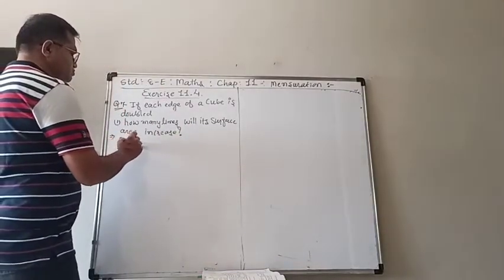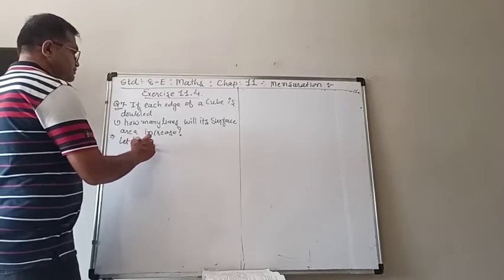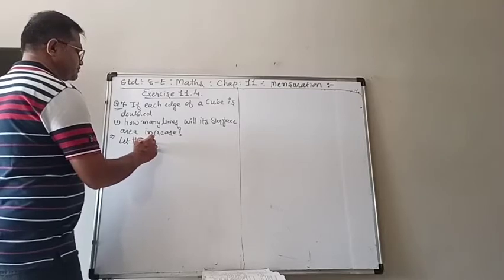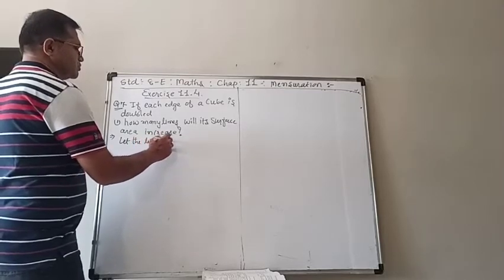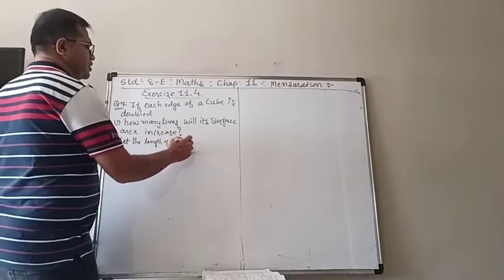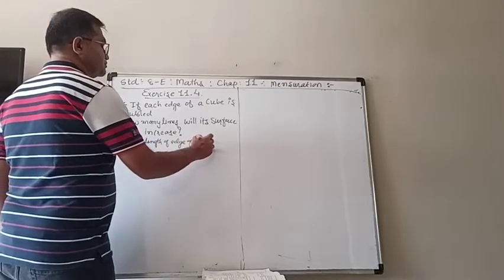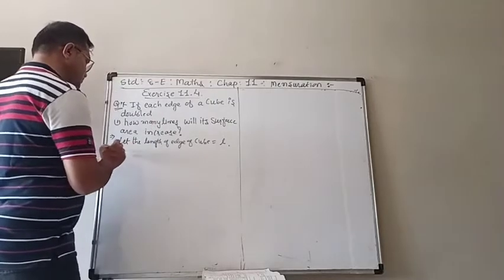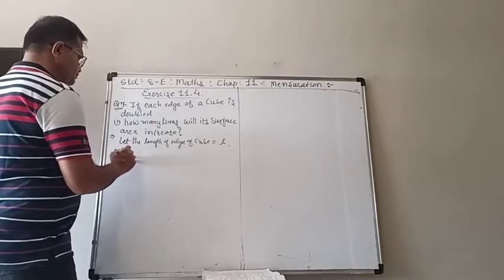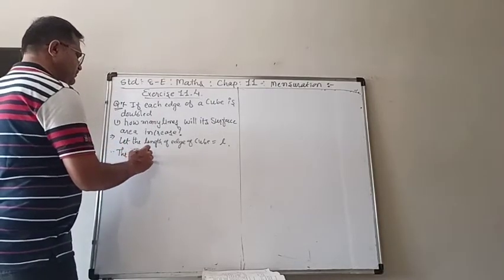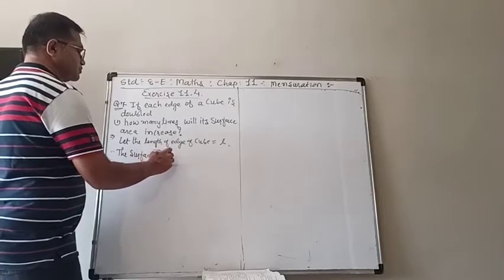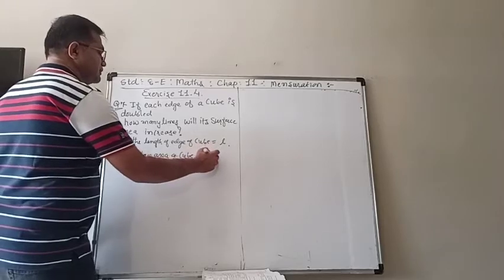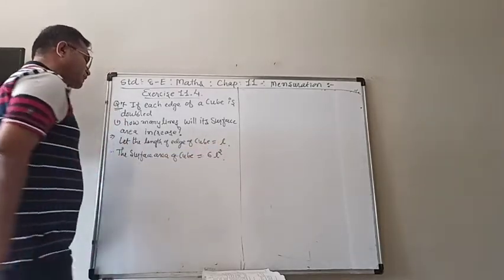Let the length of edge of cube be equal to L. Therefore the surface area of cube will be 6L square.